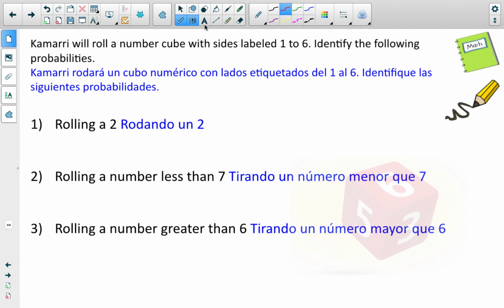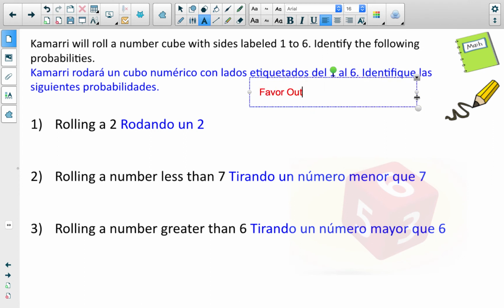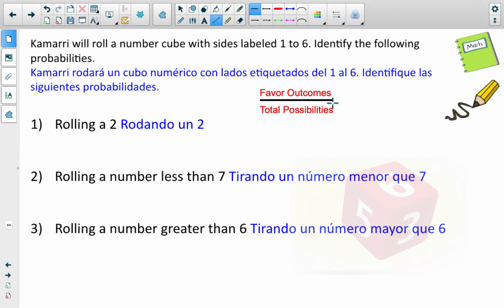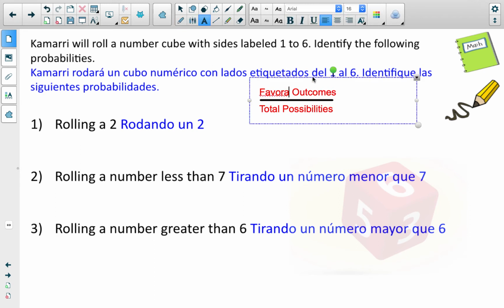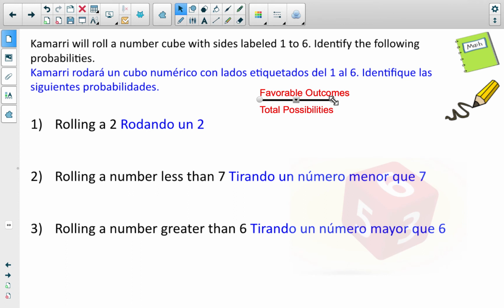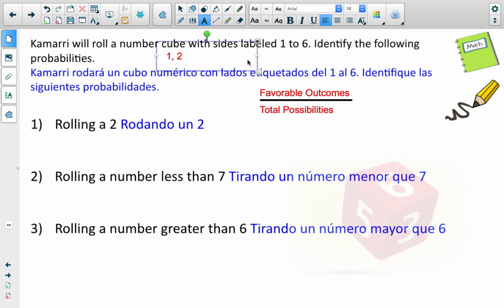Now, when you guys are writing probabilities, let me set up my colors here. What you are going to have in your numerator is what's called favorable outcomes. And what you're going to have in the bottom, I'll just write it as total possibilities. Okay, so you're kind of writing it as a fraction like this. Favorable outcomes are what you're looking for, over the total number of possibilities. Now, on a die, if we have 1 to 6, your possibilities are 1, 2, 3, 4, 5, 6. That's it. Those are your choices.